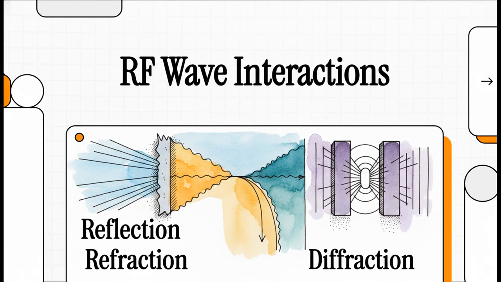All right, let's jump right in. Today, we're talking about three of the most fundamental things in RF propagation: reflection, refraction, and diffraction. These are really the core physics that decide how a signal actually makes its way through the world.